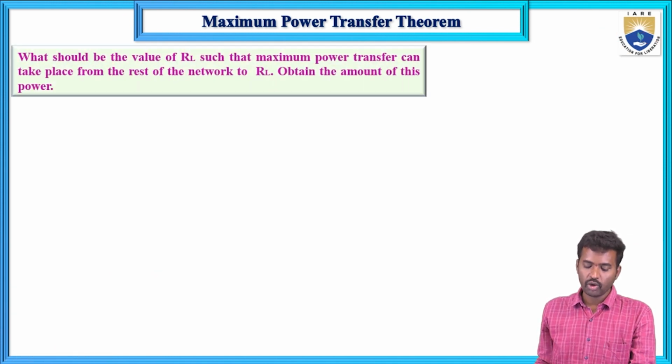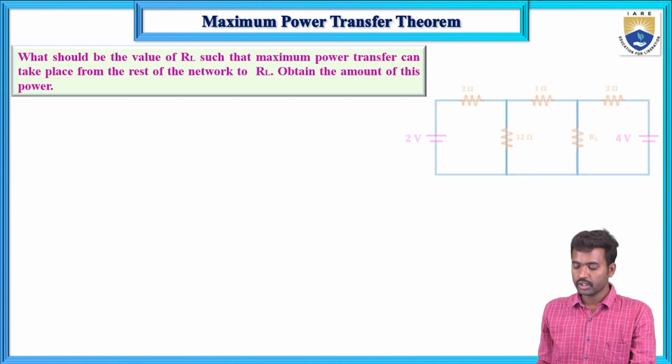What would be the value of RL such that maximum power can take place from the rest of the network to RL? Obtain the amount of this power. Now here, see the circuit.